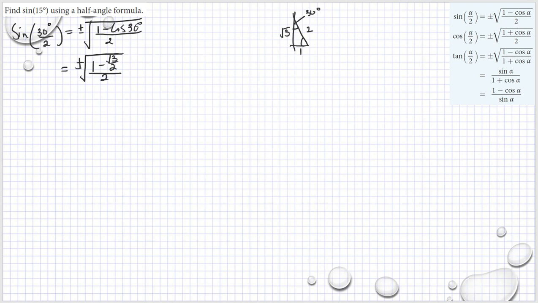Divided by 2. And then plus minus square root of, we have 2 minus the square root of 3 divided by 2 divided by 2. Then this will become 1. Then we have plus minus square root of 2 minus square root of 3. If you're not allowed to use a calculator, this is already the answer.